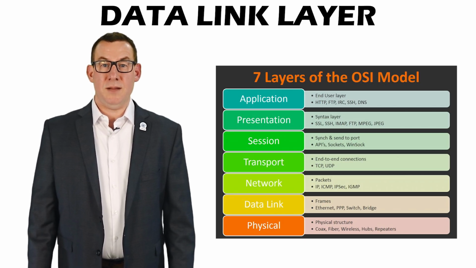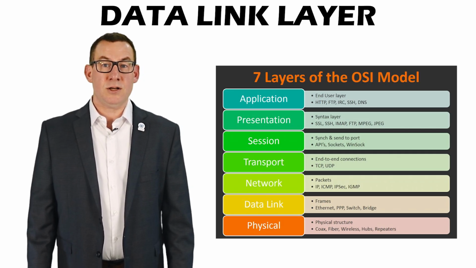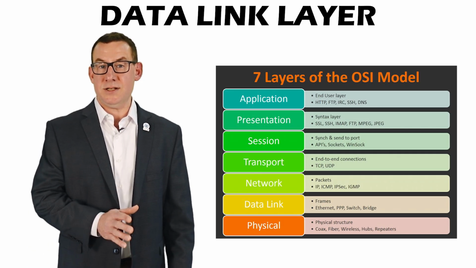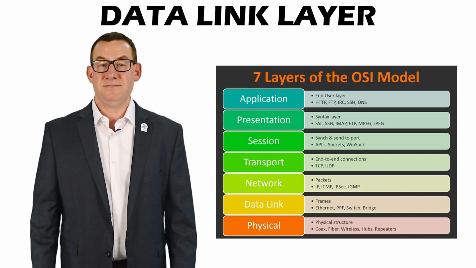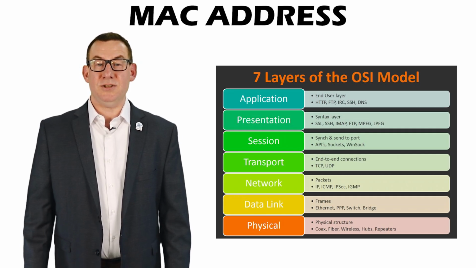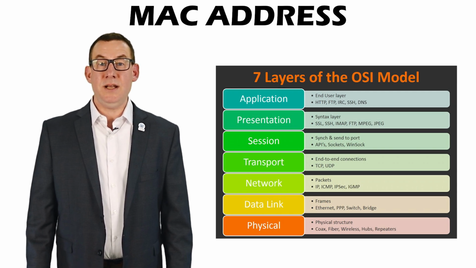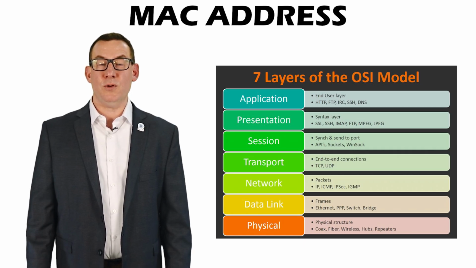Layer 2 of the OSI model is the data link layer. The data link layer controls device-to-device communication on local networks using MAC addresses. Switches also operate here. A MAC address is a unique 48-bit identifier assigned to a device's network card for local routing.